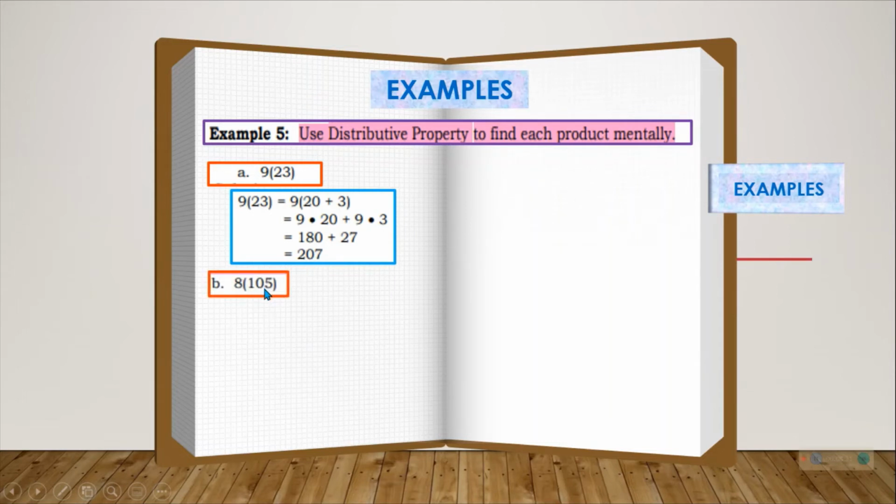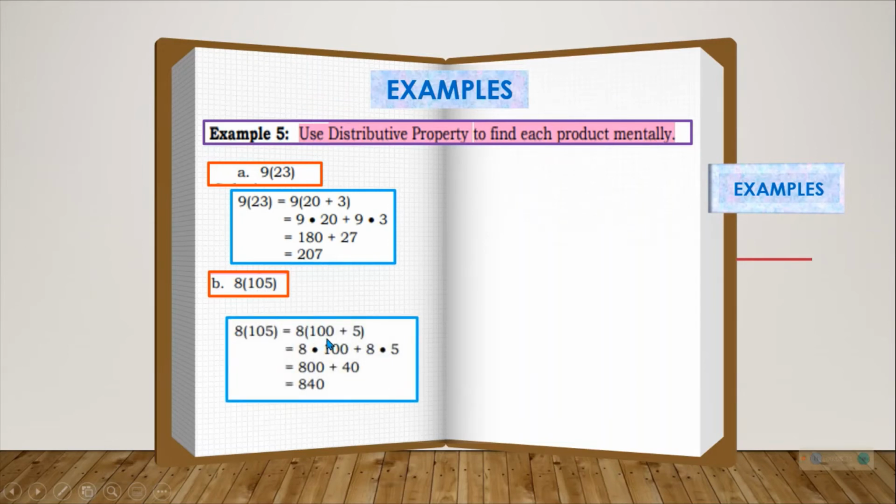Next, 8 times 105. So, ihiwalay natin to. Gagawin natin 8 times 100 plus 5. So, 8 times 100 is 800. 8 times 5 is 40. So, pag pinag-add mo sila, that will be 840. So, mas mabilis siyang bilangin.